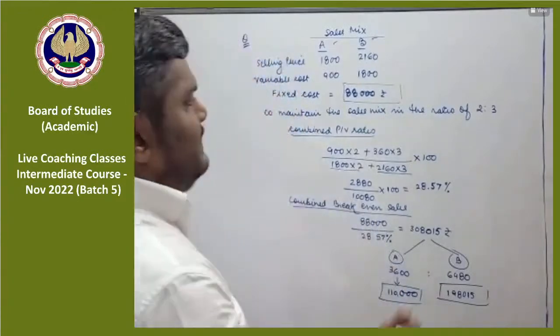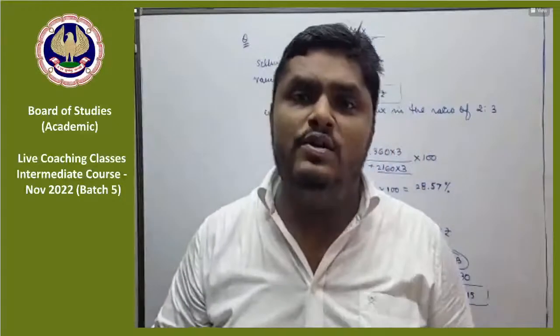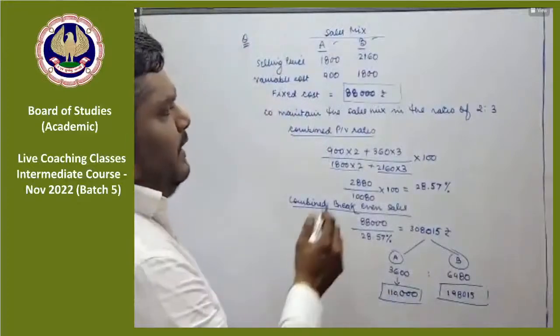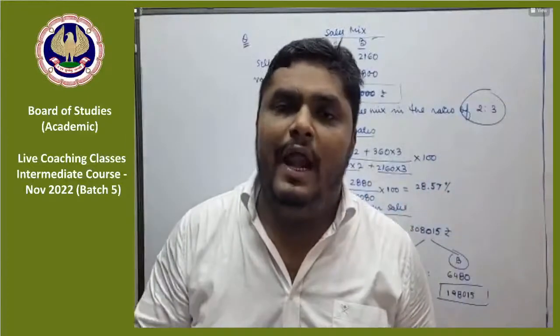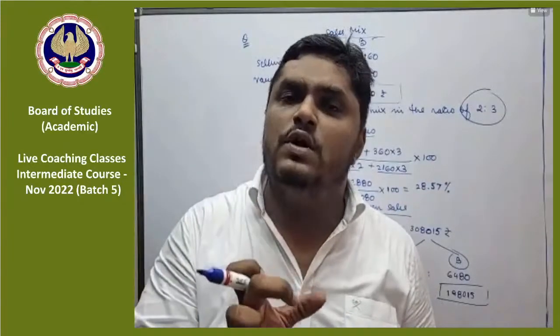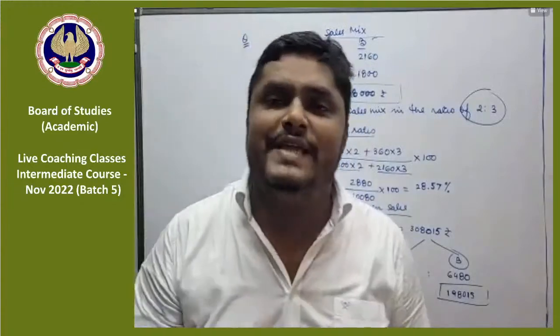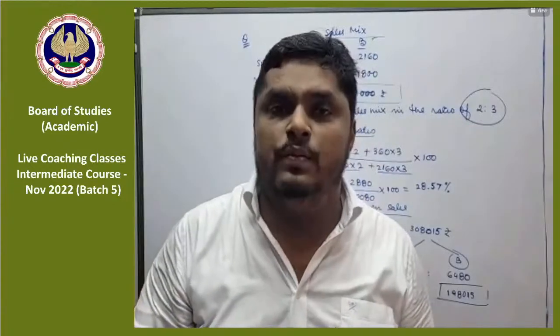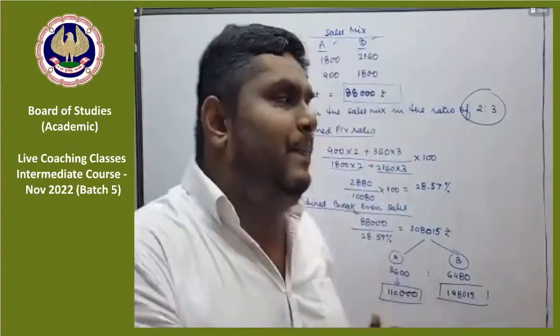So now let's discuss this part once again, wherein talking about sales mix, very important. If there are two or more than two products involved and we have to calculate the break-even sales and only one fixed cost of the company as a whole is given, then we will first calculate the combined PV ratio, wherein weightage will be given to the quantity as well as the price.